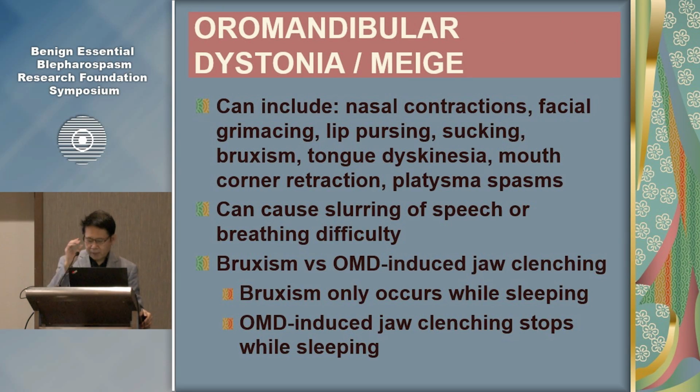Okay, so oromandibular dystonia or Meige can include nasal contraction, facial grimacing, lip pursing, sucking, bruxism, tongue dyskinesias, mouth corner retraction, or platysma spasms. And as I mentioned a while ago, this can cause not only difficulty chewing, but slurring of speech. Now, some patients can also develop respiratory automatisms or sounds. I'm going to show you a video down the road of that. This is more common in patients with jaw dystonia. I don't see this in patients with blepharospasm or mid or lower facial dystonia or dyskinesia. It's more with the jaw dystonia, even in the absence of the so-called laryngeal dystonia.